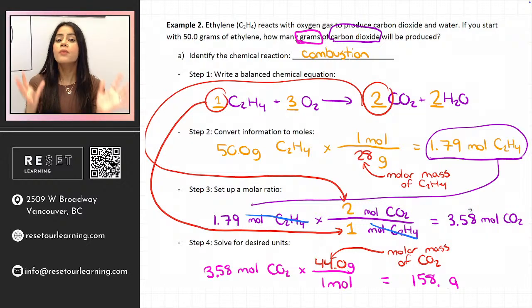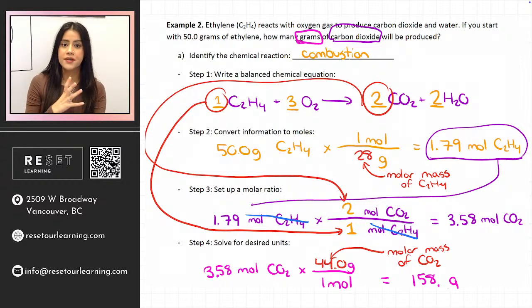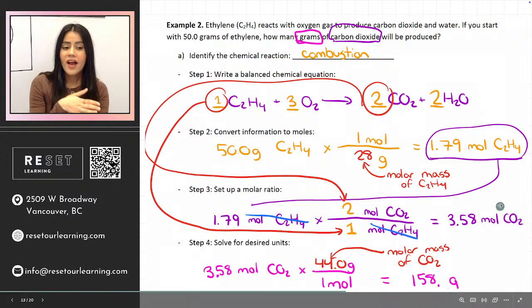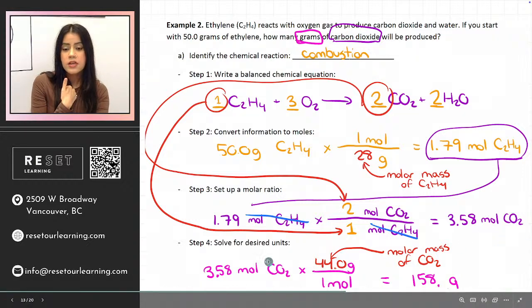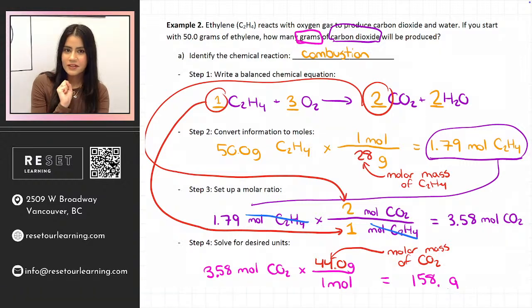So we found the moles produced for carbon dioxide, but the question is actually asking us in grams. So I will have to convert my moles to grams. My last step would be using the molar mass. You're going to use the molar mass for carbon dioxide, which is 44 grams. Moles and mole cancelled. When you multiply these two numbers, you get 158.9 grams. So that's my final answer.